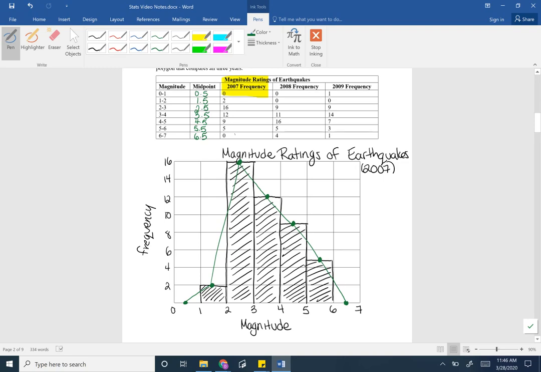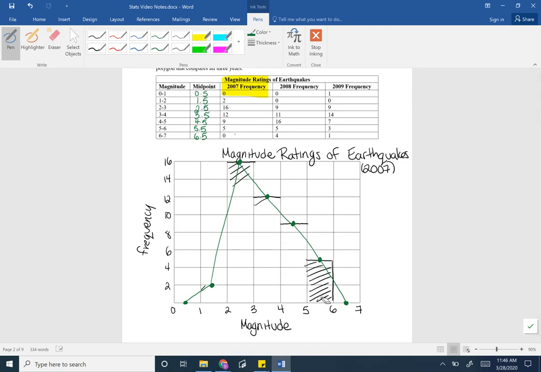So what the question wants us to do is create a histogram. What I have written in black would be the histogram. What I have in green is the frequency polygon. The frequency polygon is a really nice way of comparing sets of data. So I'm actually going to get rid of my histogram part and just leave the frequency polygon, and then we're going to go back and graph 2008 and 2009. So let's get rid of my histogram, as best I can anyway. All right, and now we're going to graph 2008 and 2009.